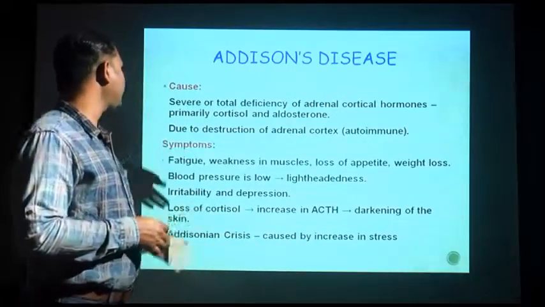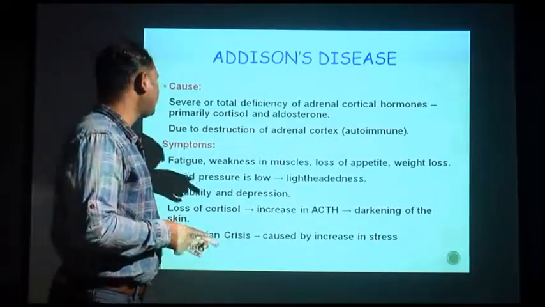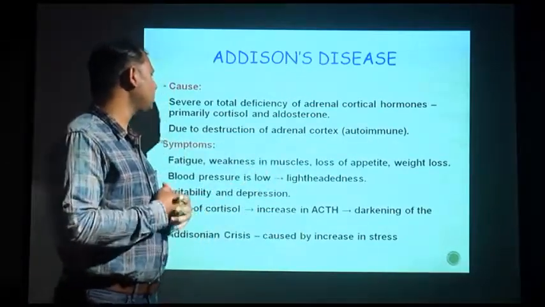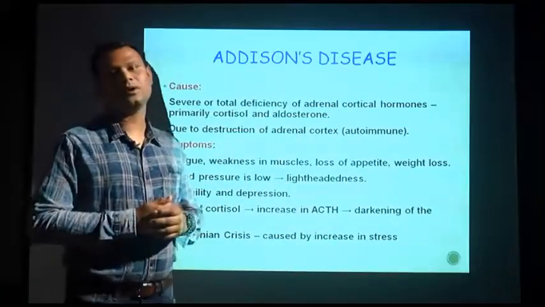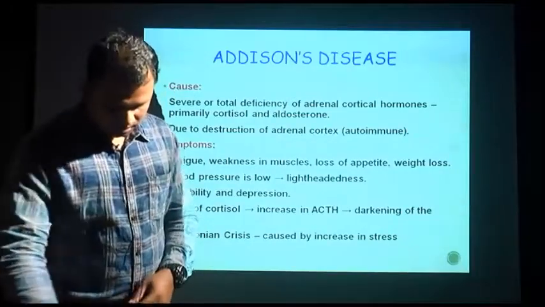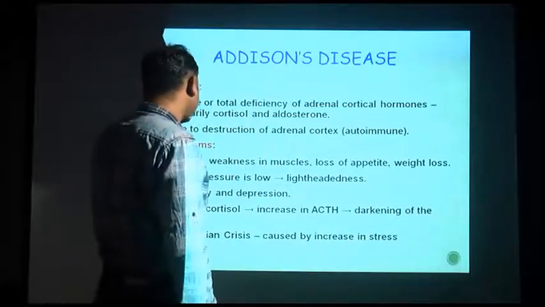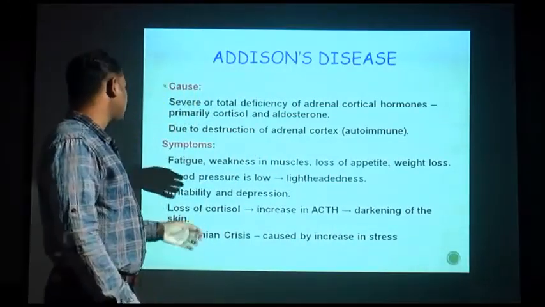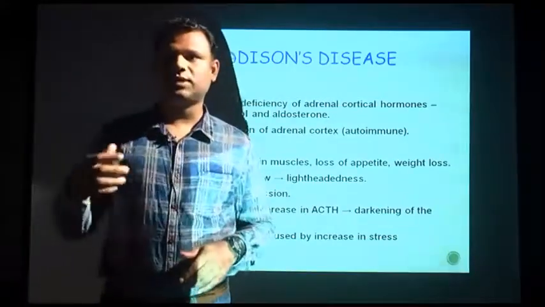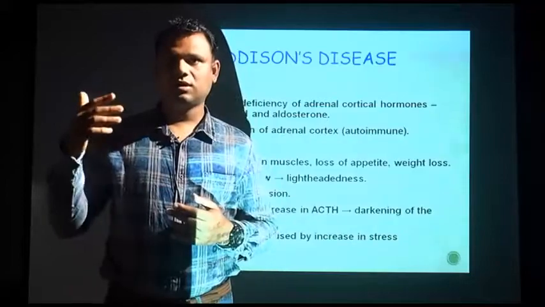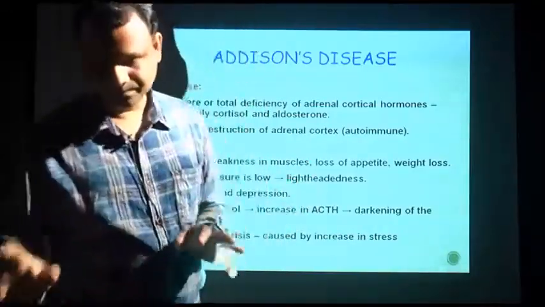The mechanism behind Addison's disease is that loss of cortisol secretion will lead to an increase in adrenocorticotropic hormone secretion, which leads to darkening of the skin. You all know that corticotropic hormones have an effect on skin coloration, or due to deposition, thickening of the skin, and this is actually called Addison's disease. And if this disease persists or becomes more severe, it leads to Addison's crisis.